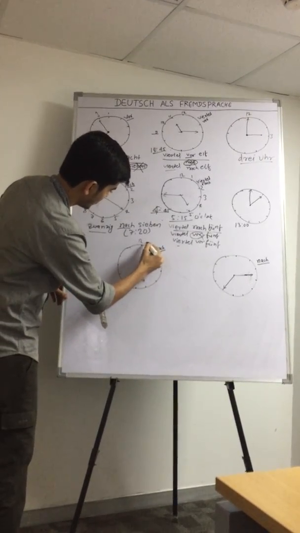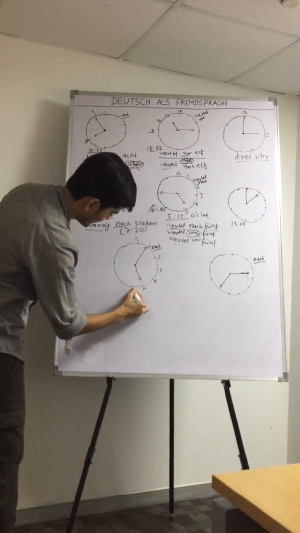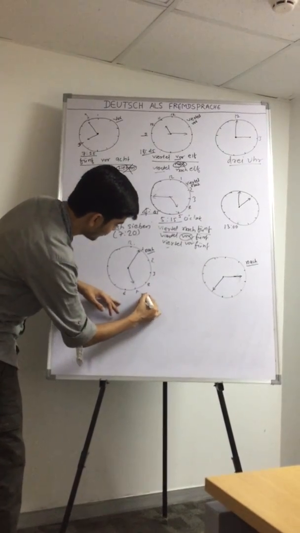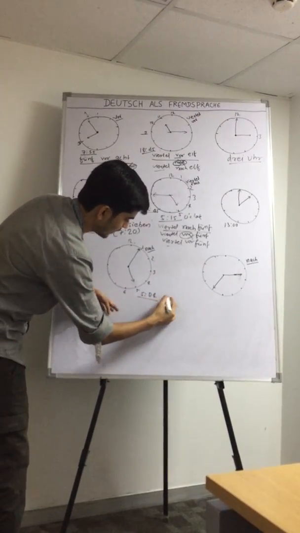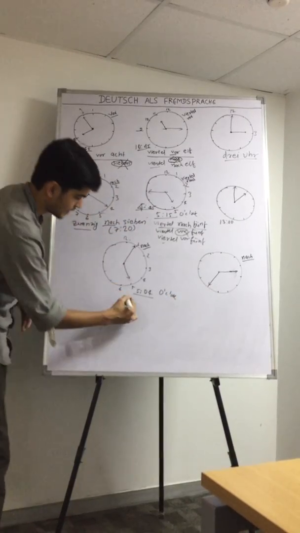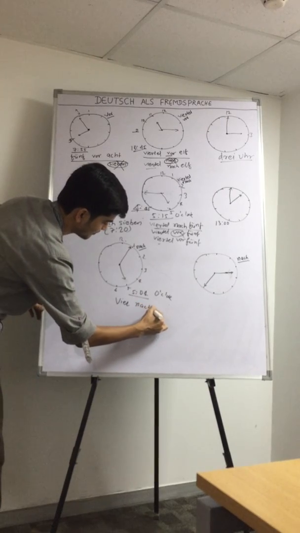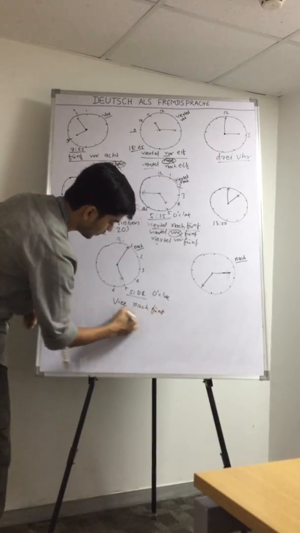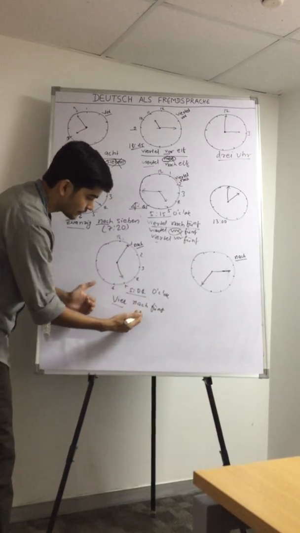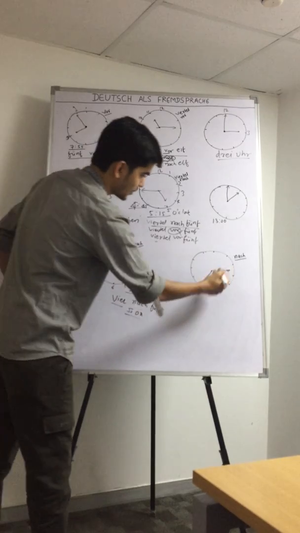This one: 12, 1, 2, 3, 4, 5, 6. So it is 5:04. In this case it is simple: 4 nach 5, because 4 minutes after 5. So 5:04.